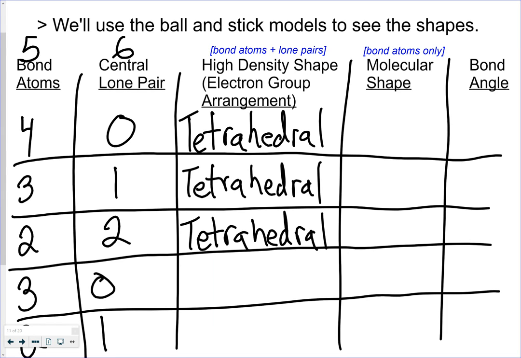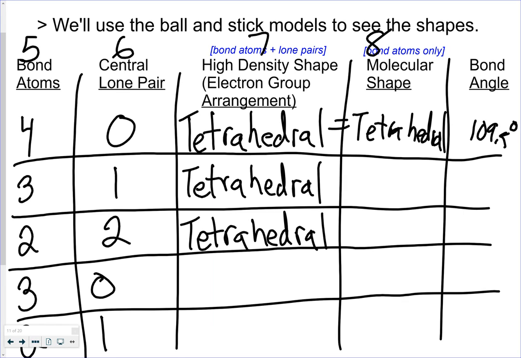Now, if you have 0 lone pairs, that means that 7 and 8 would be equal. Therefore, this would be tetrahedral. And the bond angle numerically is going to be 109.5 degrees. Now, if there's one lone pair and it's tetrahedral, it becomes trigonal pyramidal.